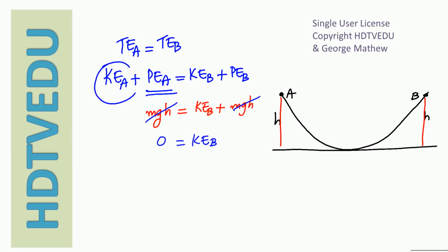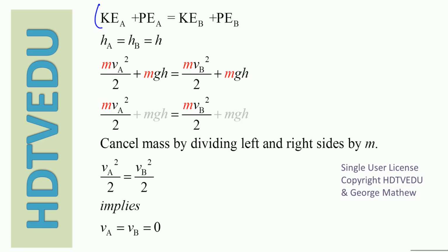When is kinetic energy equal to 0? When the object is at rest. So what is the speed at B? 0. Total mechanical energy is conserved. So what does that mean? Kinetic energy plus potential energy at point A equals kinetic energy plus potential energy at point B.